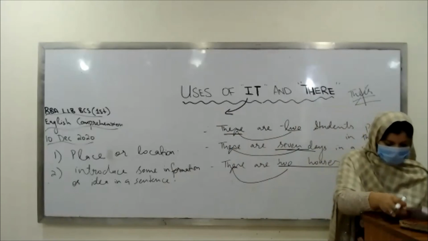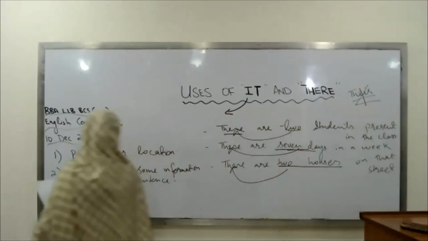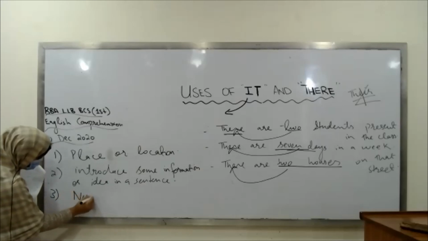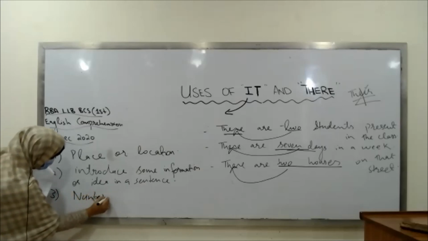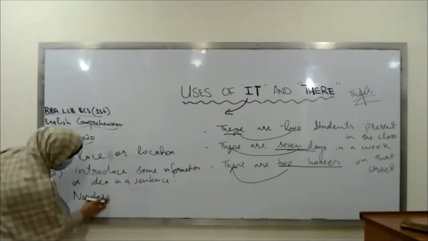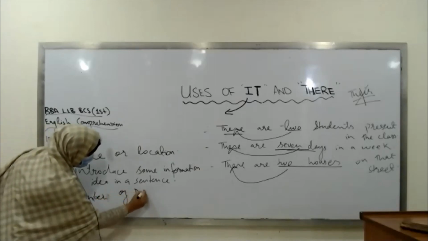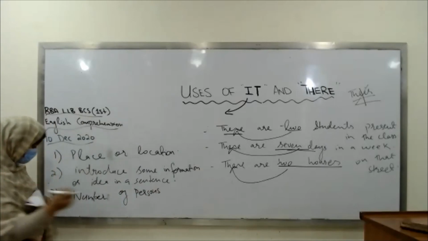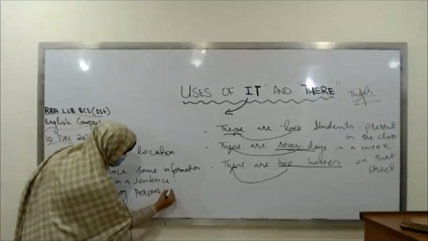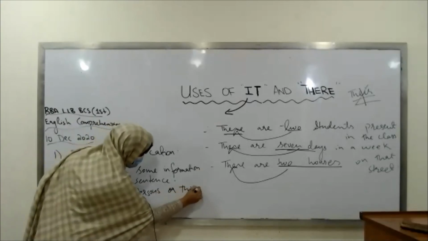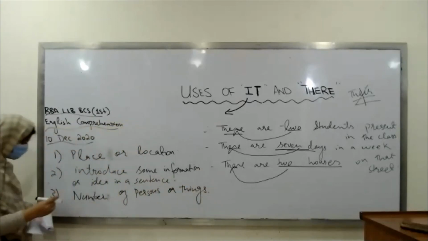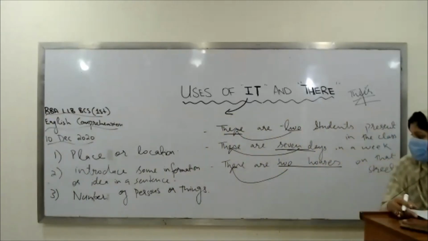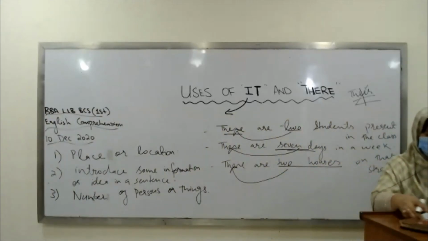So according to the next use, there is used for what? For numbers. Number of persons or things, right? There are 4 books on the table, right? 4 persons or things. Right? So it's the next use of there, that it is used for the number of persons or things.